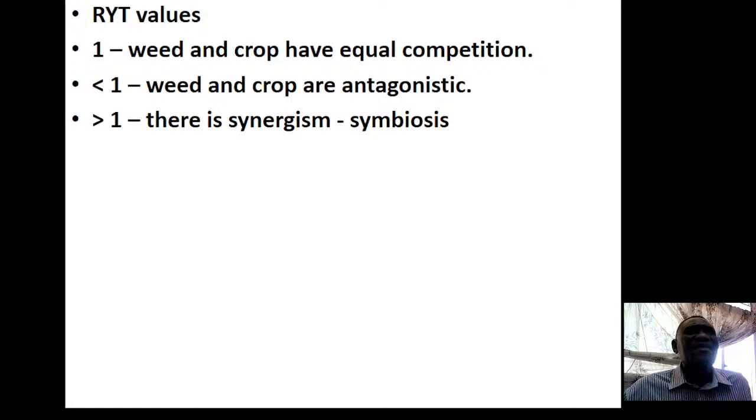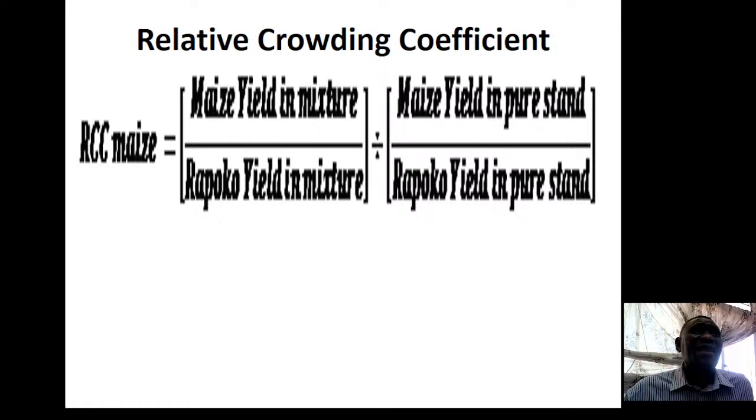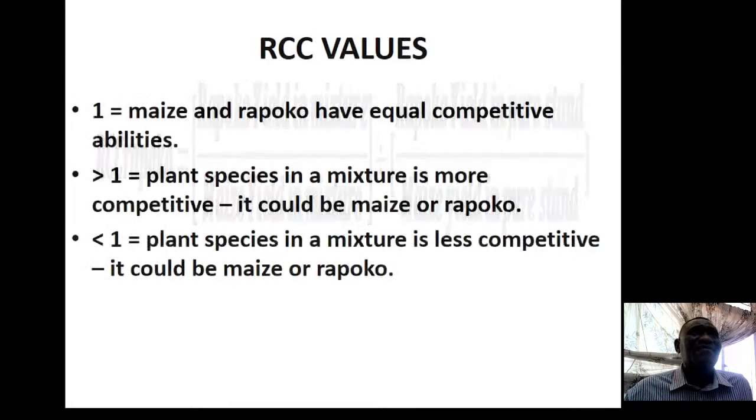If you get 1, it means equal competition, less than 1 antagonism, more than 1 synergism or symbiosis. This is the relative crowding coefficient for maize. This is how you do it. This is the relative coefficient for rapoko in a mixture of maize and rapoko. This is how you do it.